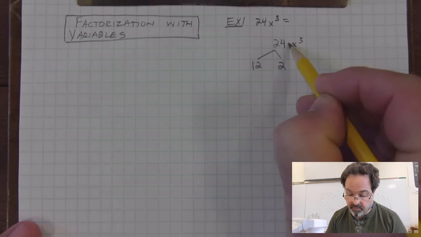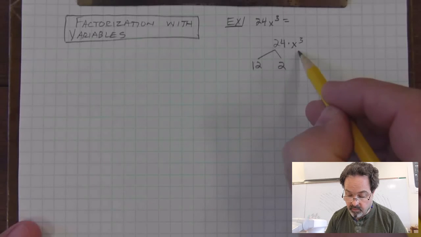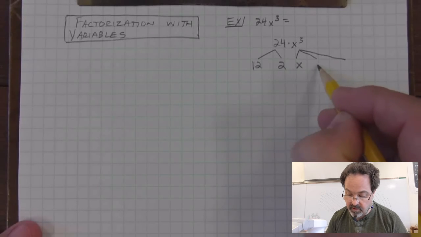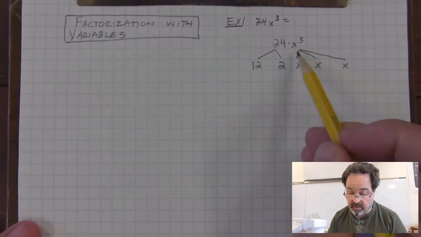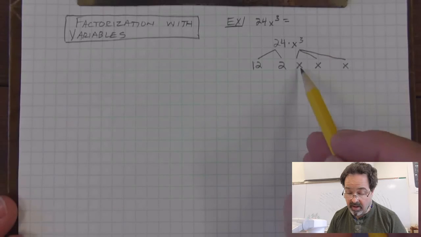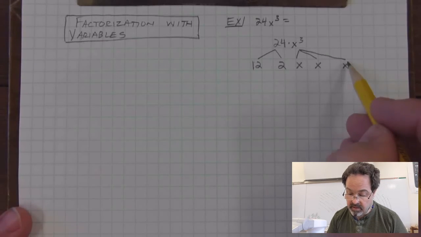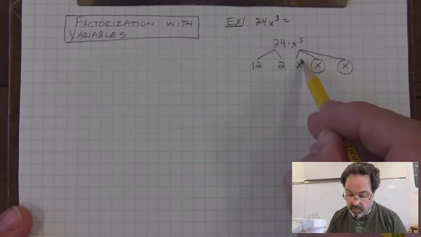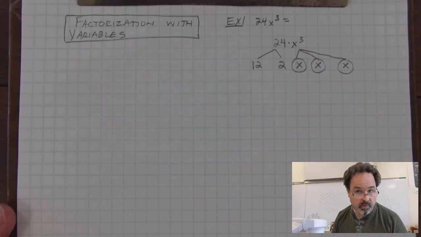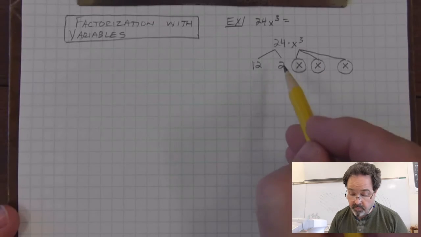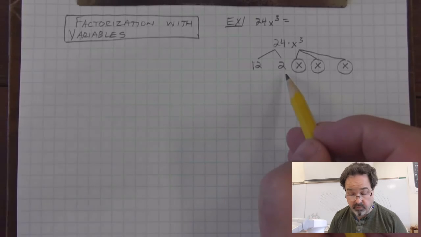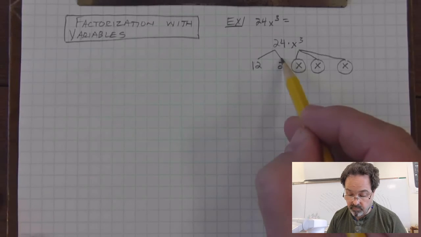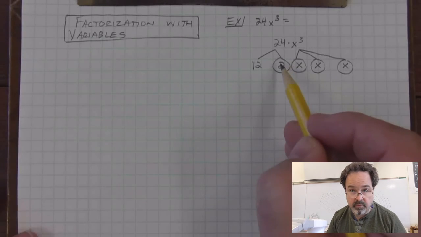We're multiplying 24 and x cubed. We could be reminded that x cubed means x times itself 3 times. So we're listing the power x cubed as x times x times x. Now, these individual x's can't be factored further. They're like the ends of the branch where we stop. This 2 can't be factored any further because 2 is prime. There's no number that divides it evenly other than 1 and itself. So we can circle that. That's a stopping point as well.